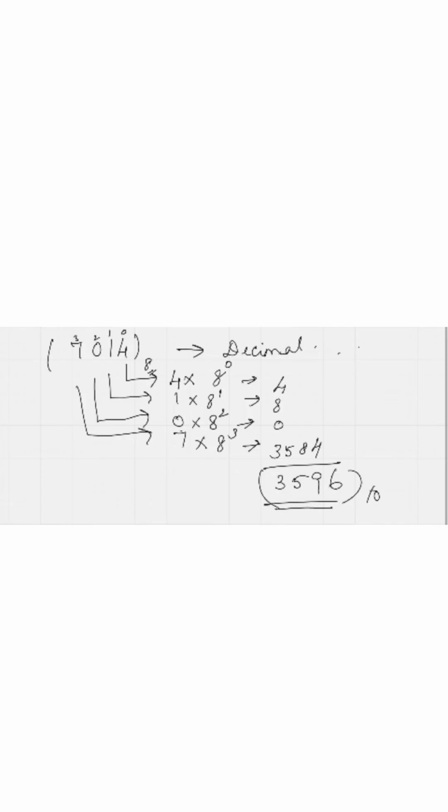Similarly, if you want to convert a binary number to a decimal number, you have to follow the same procedure. In place of 8 to the power 0, 8 to the power 1, 8 to the power 2, 8 to the power 3, you have to take 2 to the power 0, 2 to the power 1, 2 to the power 2, 2 to the power 3, and so on. Similarly, if you want to convert a hexadecimal to decimal, you also have to multiply with the base value of hexadecimal, that is 16 to the power 0, 16 to the power 1, like that.